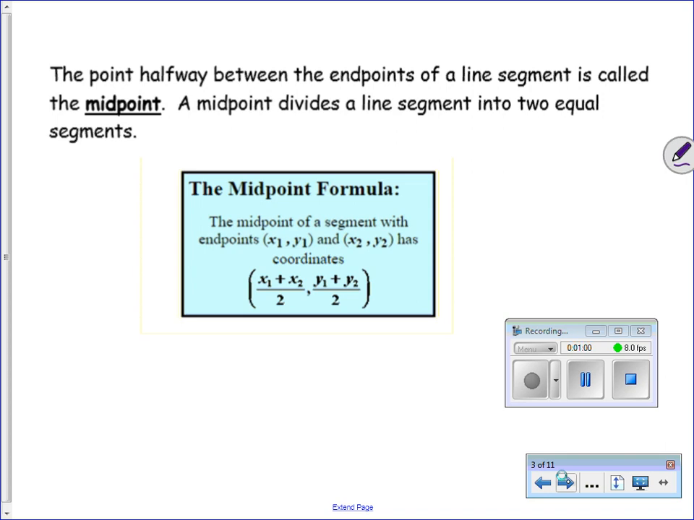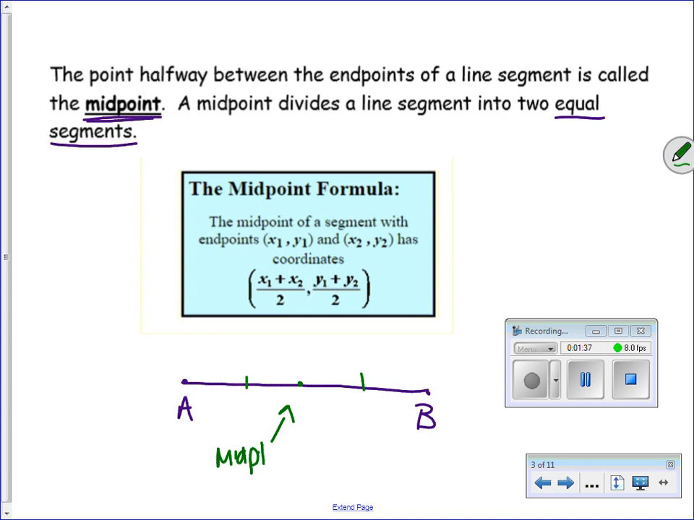From here, we start the notes on midpoint formula, and it says the point halfway between the endpoints of a line segment is called the midpoint. We know that a midpoint is going to divide our line segment into 2 congruent parts. If we have a picture of that, consider the line segment AP. The midpoint would divide this line segment into 2 congruent parts. This will be our midpoint, and we're going to abbreviate it as MIDPT.